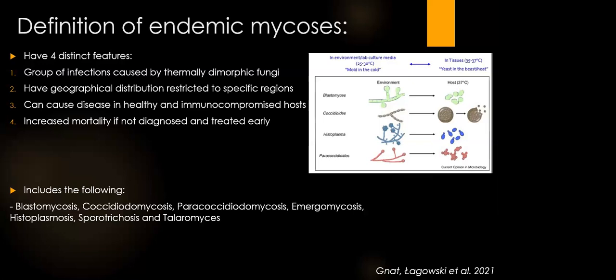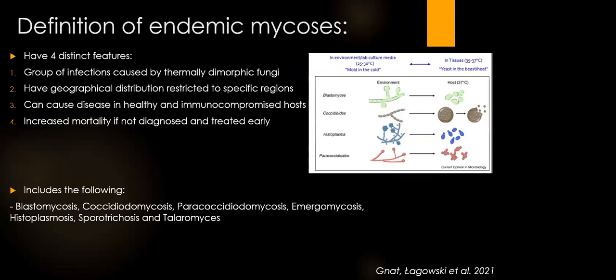So they have geographical distributions that are restricted to specific regions. And the reason for that, as we'll talk about when we go through risk factors for these endemic mycoses, is that humidity, precipitation, and soil water storage all influence the environment in which these fungi can grow.